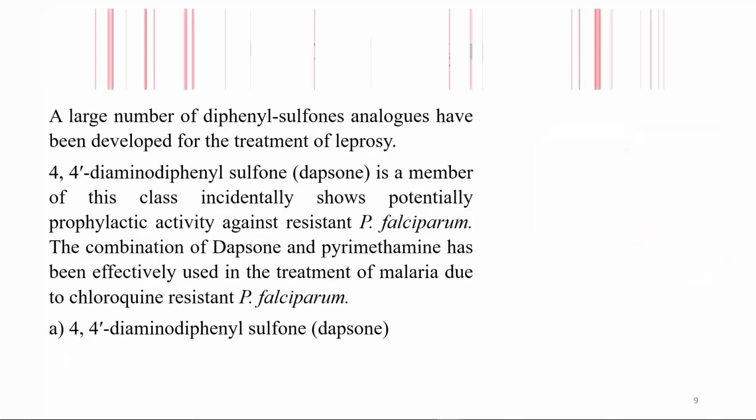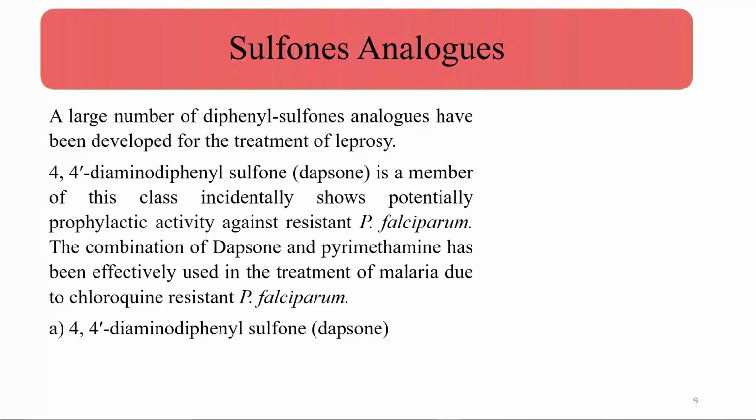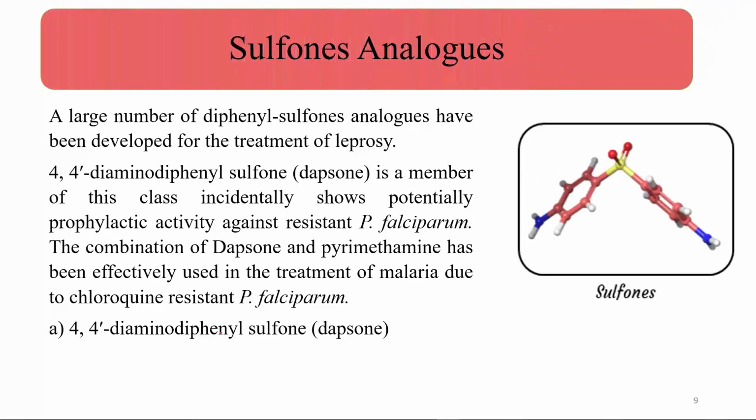We switch to another class of drug, which is sulfones. Sulfones have unique properties because they have an SO2 group at the bridge. A large number of diphenyl sulfone analogues have been developed for the treatment of leprosy. We are all aware of what leprosy is because in a previous video we discussed leprosy.